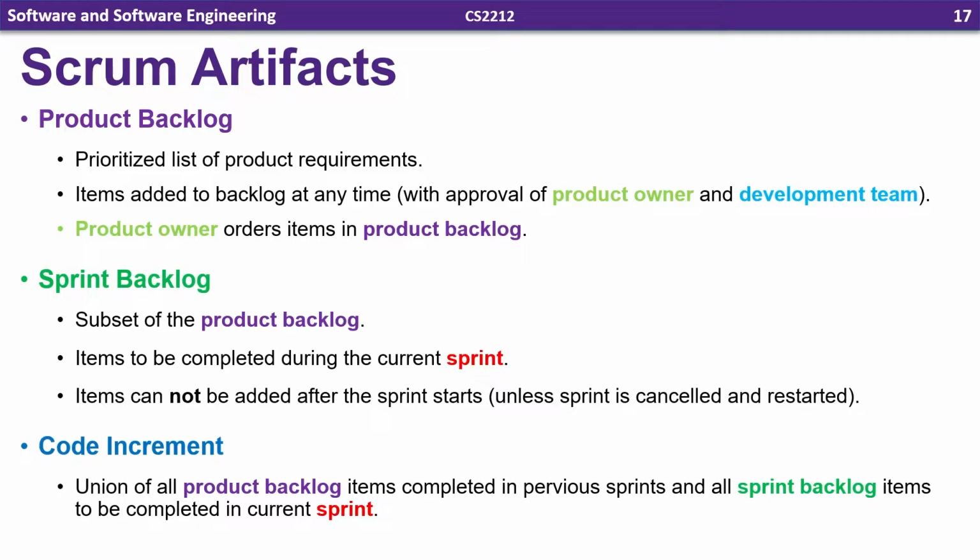The next artifact is the sprint backlog, and this is a subset of the product backlog. That means it's going to contain some of the items from the product backlog, but not all of them. What this sprint backlog represents is the set of items that are going to be completed during the current sprint. A sprint is a set period of time, like we said, about 2 weeks, where you're actually working on constructing the prototype. So the sprint backlog is basically the requirements that you want to get implemented during the sprint. An important rule is that items cannot be added after the sprint starts, unless the sprint is completely canceled and restarted.